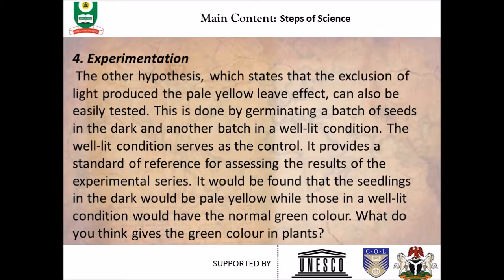The other hypothesis, which states that exclusion of light produces the pale yellow leaf effect, can easily be tested. This is done by germinating a batch of seed in the dark and another batch in a well-lit condition. The well-lit condition serves as the control. It provides a standard of reference for assessing the results of the experimental series. It will be found that the seedlings in the dark will be pale yellow, while those in a well-lit condition will have the normal green color. What do you think gives the green color to the plant?